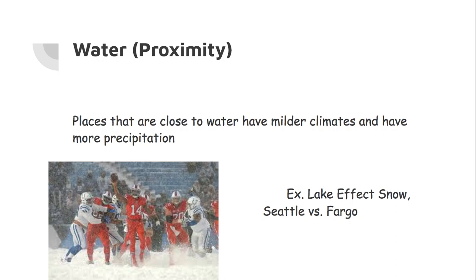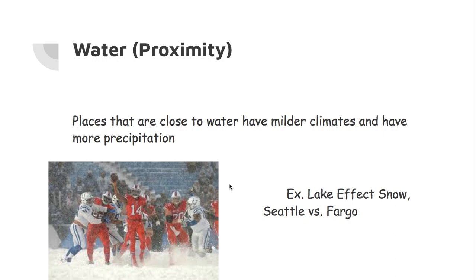Our next word, so we're at our first W, number 3, water, and our proximity to water. So proximity means how close you are. If you're closer to water, you will have milder climates. And milder means it's not super hot and it's not super cold. It's sort of in the middle. And generally, if you're close to water, you will have more precipitation. You have a source of water for that precipitation to come from.